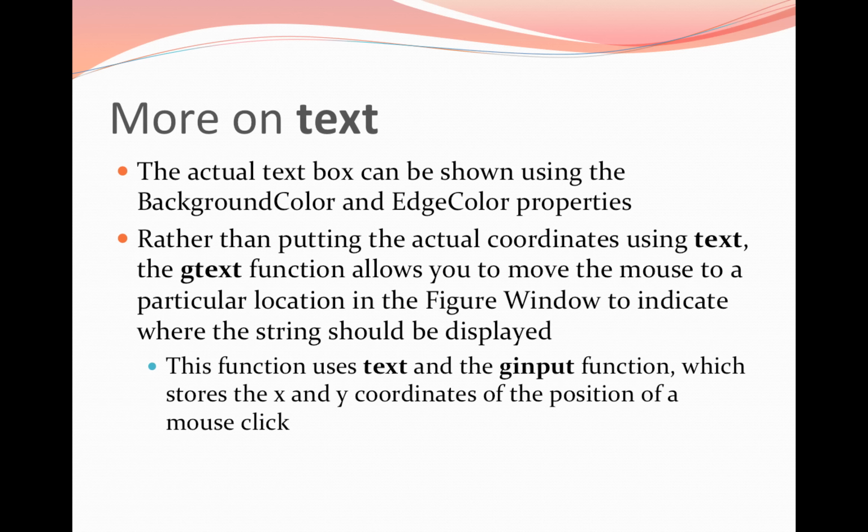Rather than putting the actual coordinates using text, there's another function called gtext that allows you to move the mouse to a particular location in the figure window to indicate where the string should be displayed. So this function uses two other functions. It uses the text function to actually create the text box, and it uses the ginput function, which stores the x and y coordinates of the position when you do a mouse click.